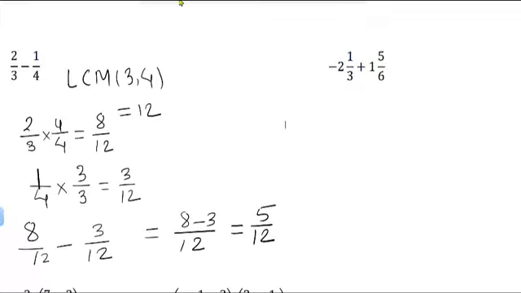Now this is the mixed fraction. First we change the mixed fraction to an improper fraction. So to do that, we multiply this 2 and 3 and then add 1. Same here, 1 times 6 plus 5 divided by 6.